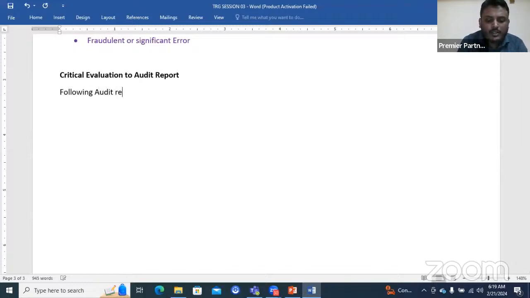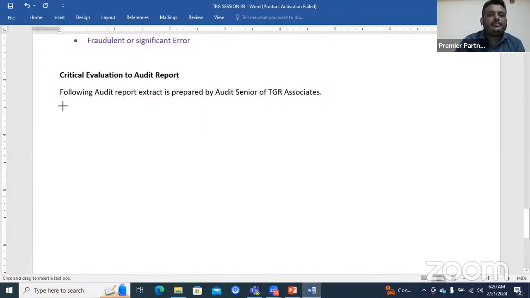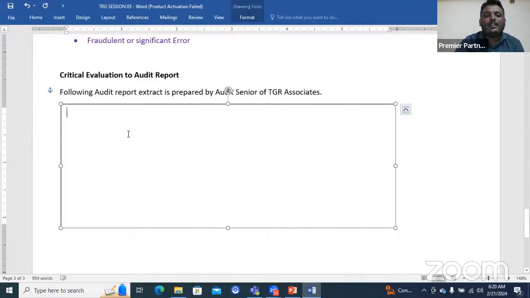The following audit report extract is prepared by the audit senior of TGR Associates. So let's take the case study. This is the extract of an audit report. This is not a complete audit report, keep that in your mind. Only an extract is given, so I'm starting directly from the opinion paragraph. You can't say the top title was not there, because it is just an extract. Within that given extract, what are the problems that you identified? That only you should speak.